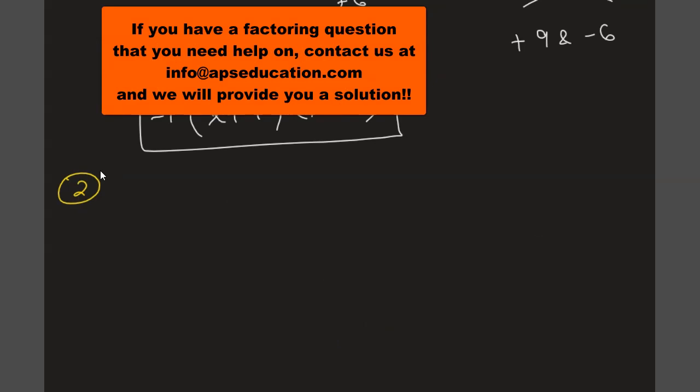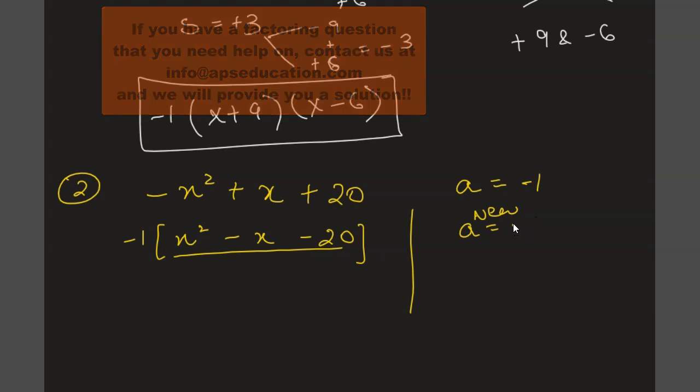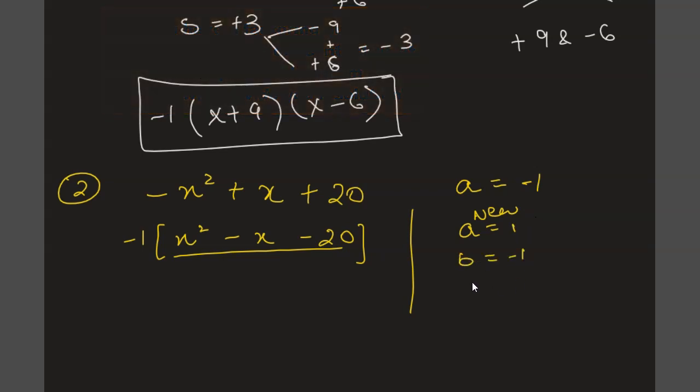Let's take up another example. The example is -x squared plus x plus 20. Again, in this case, my a is -1. So I'm going to factor -1 out. When I factor -1 out, all the terms get flipped signs. So a now becomes plus x squared. This becomes minus x. This becomes minus 20. I'm going to be working on this bracket now. My new a value is 1, b is -1, and c is -20.